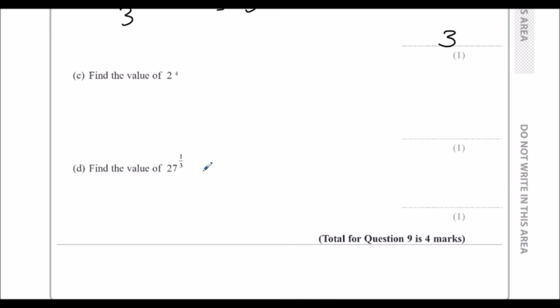Part C. Find the value of 2 to the power of negative 4. When we've got a minus in the power, it flips it. So 2 to the power of negative 4 is the same as 1 over 2 to the power of 4. 2 to the power of 4 means 2 times 2 times 2 times 2, so that's 16. So it's 1/16.